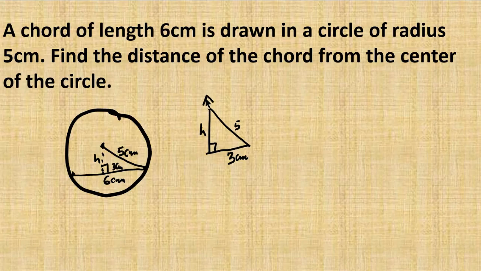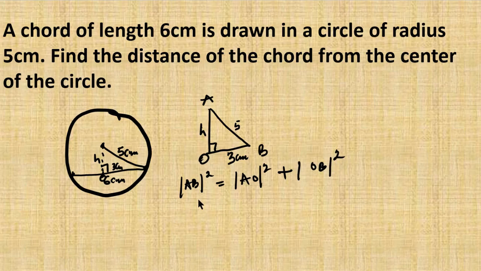Let's label this triangle A, O, and B. So at O here, I must have a right angle. Now, if I have a right-angled triangle, definitely I can apply Pythagoras theorem. My Pythagoras theorem tells me that the longest side, which is the hypotenuse, that is AB, line AB squared will be equal to line AO squared plus line OB squared. So that 5 squared is equal to H squared plus 3 squared.